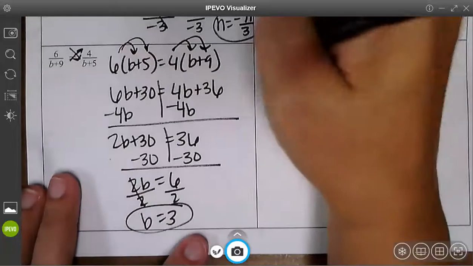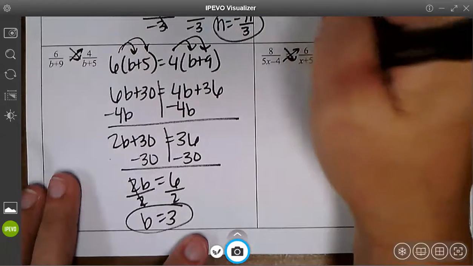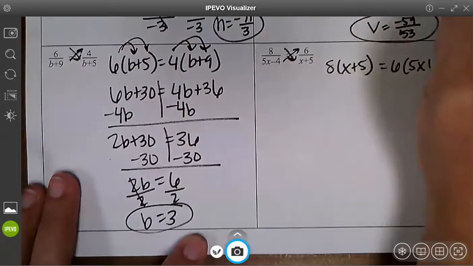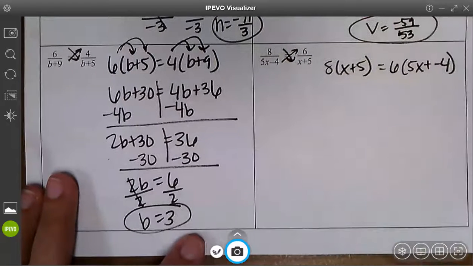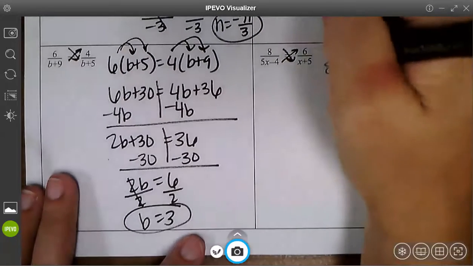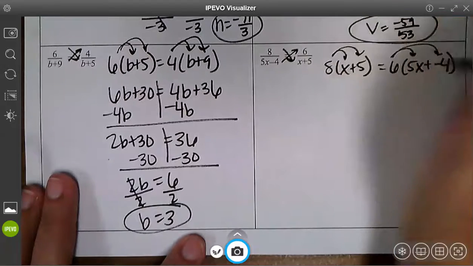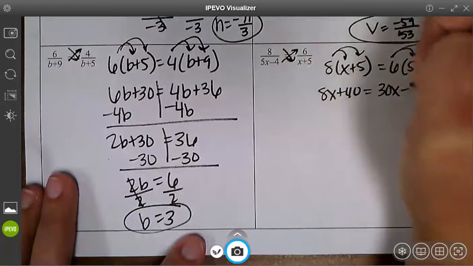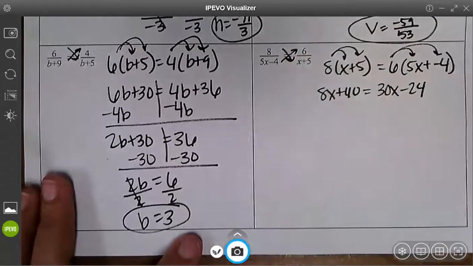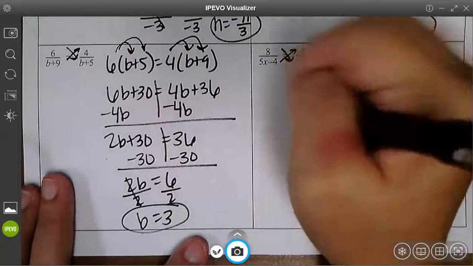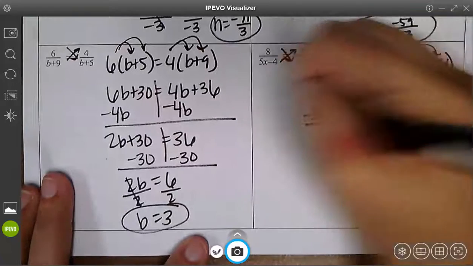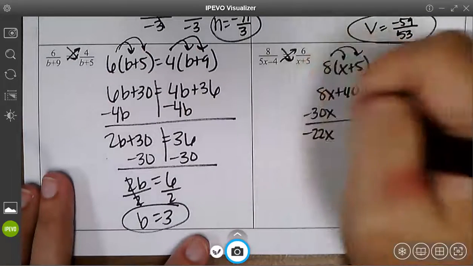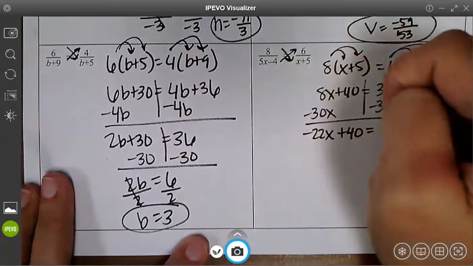The next one, 8 times x plus 5 equals 6 times 5x minus 4. Distribute. So I have 8x plus 40 equals 30x minus 24. Get my x's together. I have negative 22x plus 40 equals negative 24.